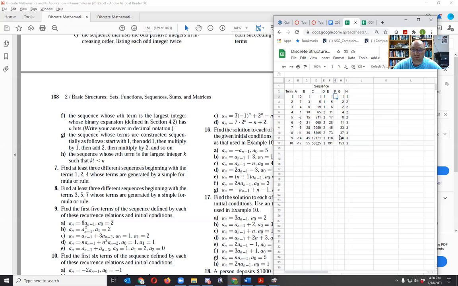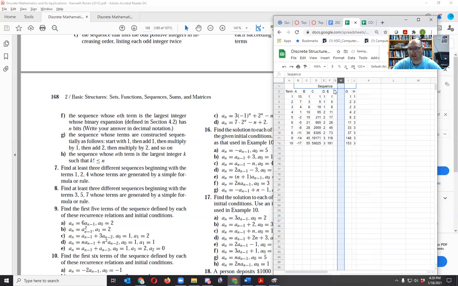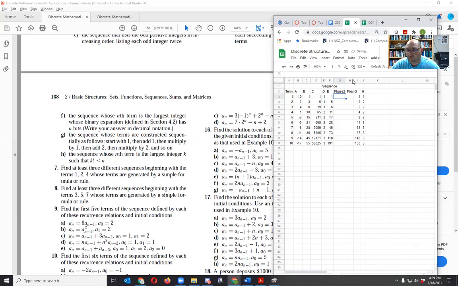Okay, so n is the number of bits. So let's do this. I'm going to insert one left. I'm going to do F, and I'm going to do F base 2. Then I'm going to say F base 10. All right, hopefully this makes sense why I'm doing this in a second.